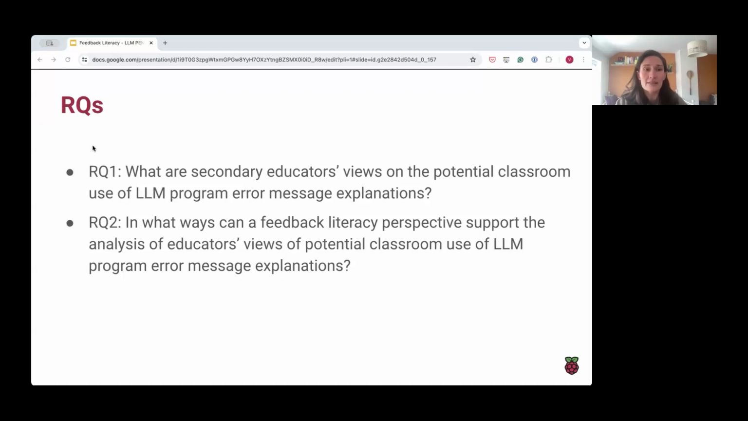First, what are secondary educators' views on the potential classroom use of large language model program error message explanations? And second, in what ways can a feedback literacy perspective support the analysis of these educators' views of potential classroom use of large language model program error message explanations?